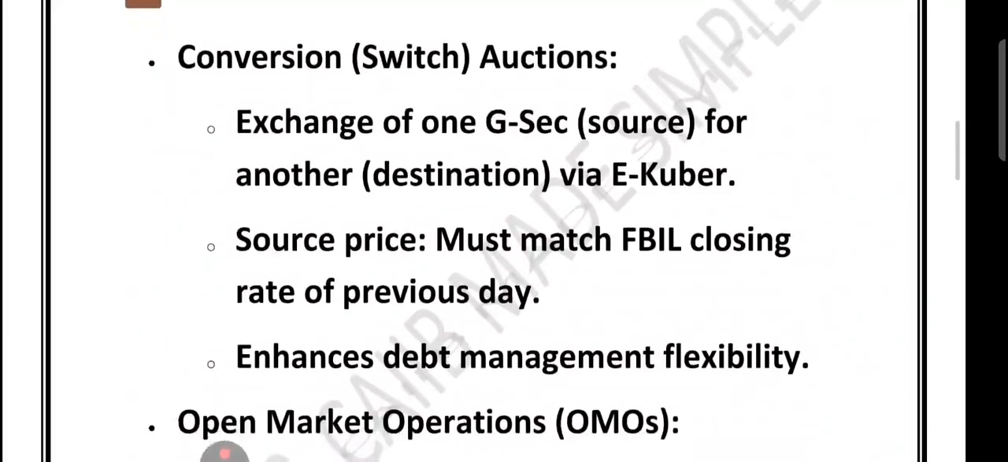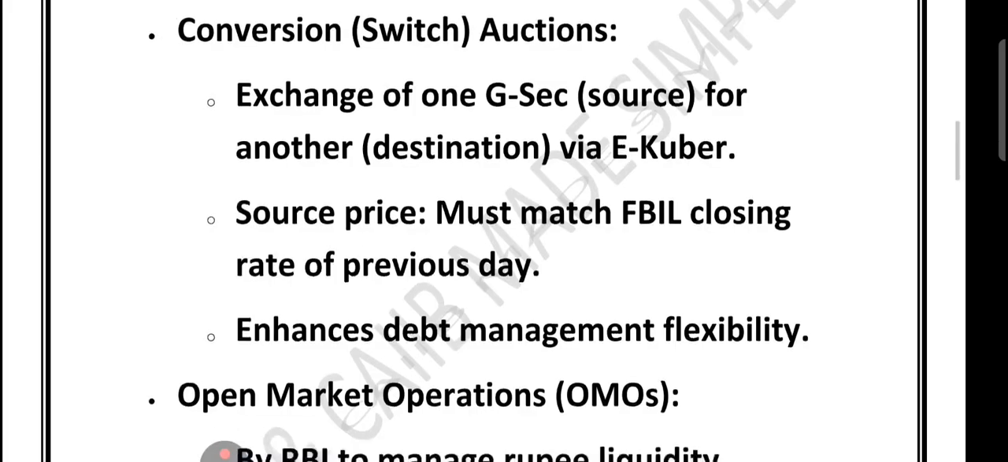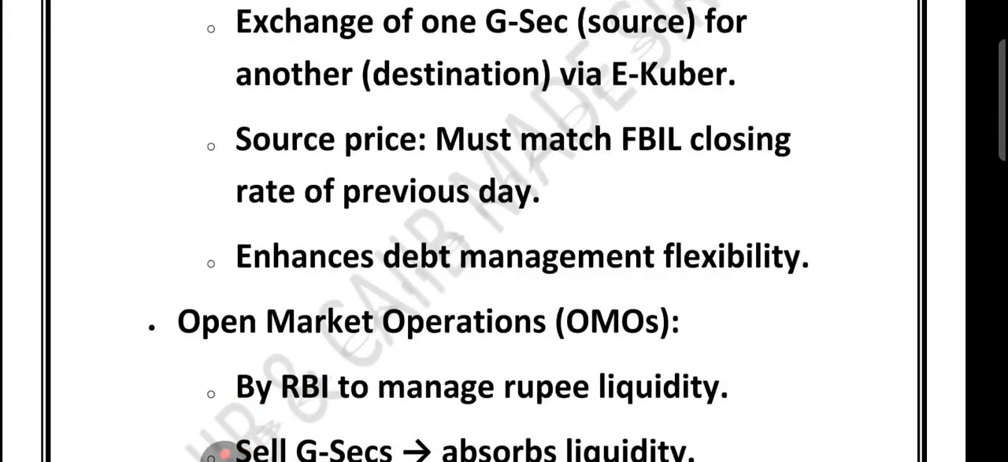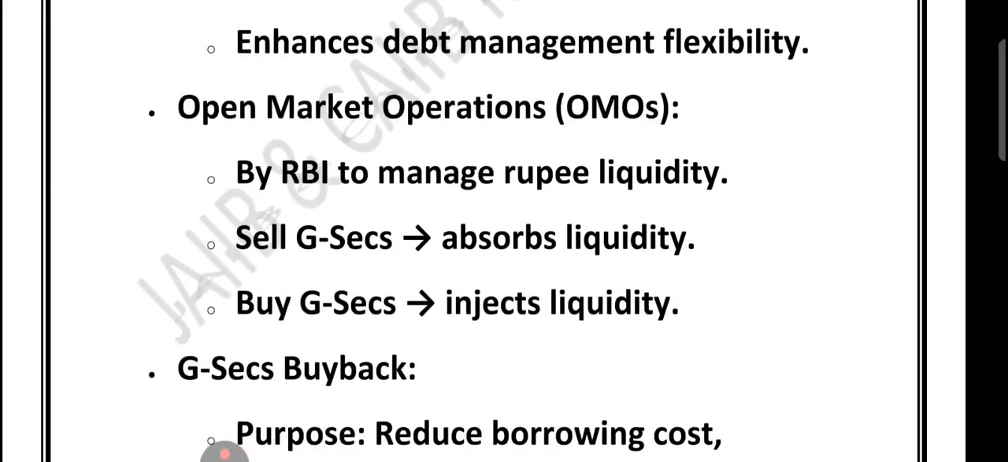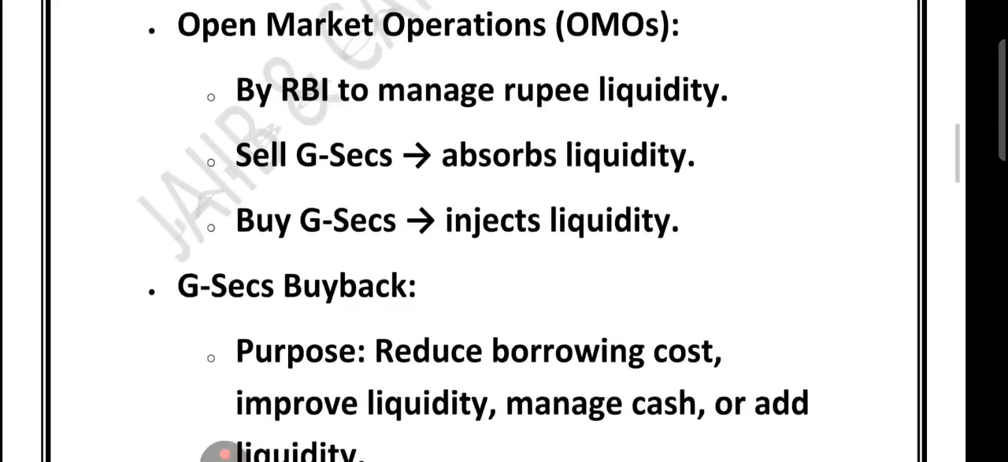So what we learned is that it is like refinancing an old loan by swapping an old security for a new one at the current market rate. Then we have OMO, also called open market operation. You know what it means? OMO is the RBI's way of controlling the liquidity, or simply the flow of money in the economy. The way through which RBI controls the liquidity or the flow of money in the economy is called OMO.